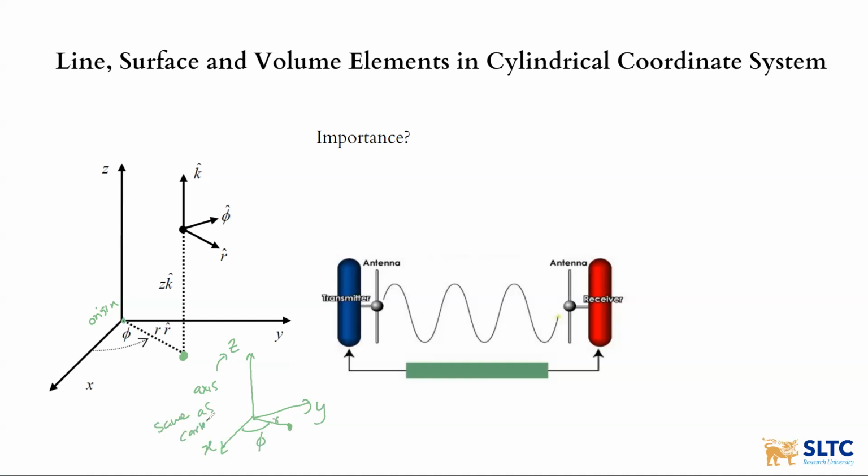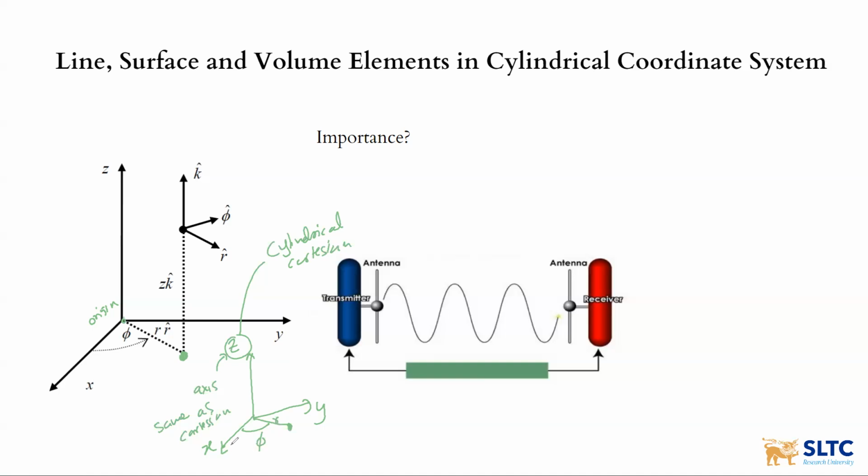The z-axis is the same as in the XYZ Cartesian coordinate system, right? There's no difference between the z value in the cylindrical coordinate system and the Cartesian coordinate system. Z will be the same for both cylindrical and Cartesian.